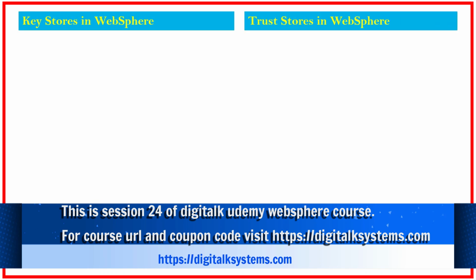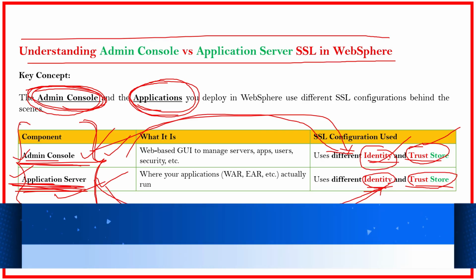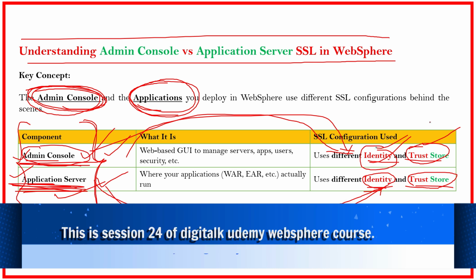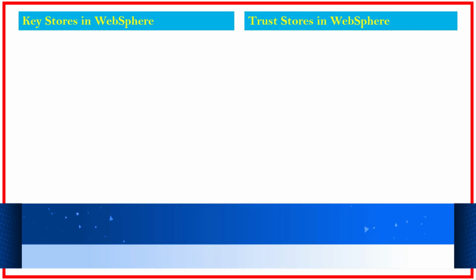Okay. So now let us take a deeper look at the key stores. What are the different types of key stores or trust stores available in WebSphere? Let me go back and tell you what exactly I am going to explain. So here, as I said, for the admin console, we'll have a different identity and trust store, and for the application server, we will have a different identity and trust store for the SSL configuration. So we are going to talk about these two different kinds of identity and trust store, which are there for the admin console and for the applications, right?